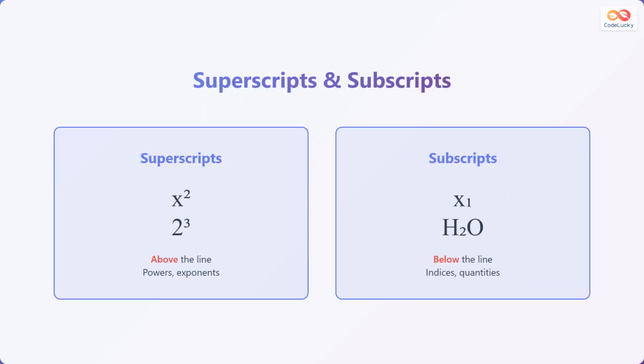Superscripts and subscripts are used to add detail to mathematical notation. Superscripts, like in x squared or 2 cubed, appear above the line and are often used to denote powers or exponents. Subscripts, such as in x1 or H2O, appear below the line and are used for indices or to indicate quantities.